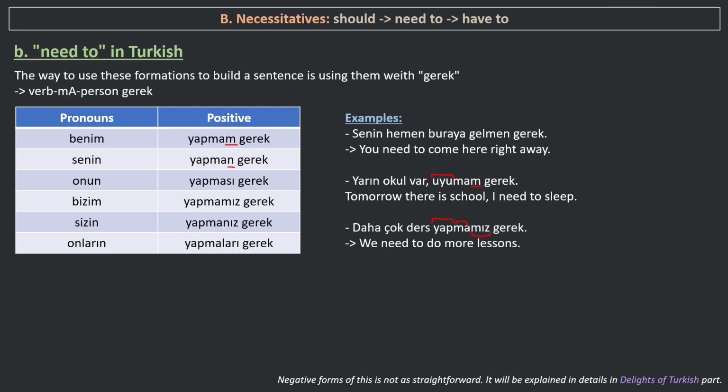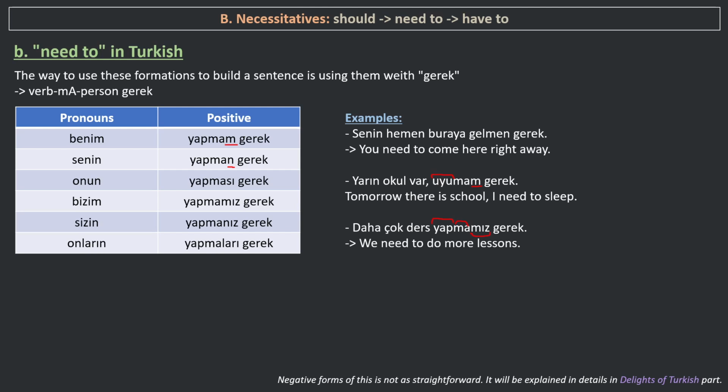When you quit something, we say bırakmak. Like okulu bıraktım. I quit the school. So I quit doing something. Okay, so bizim konuşmamız gerek. We need to speak.